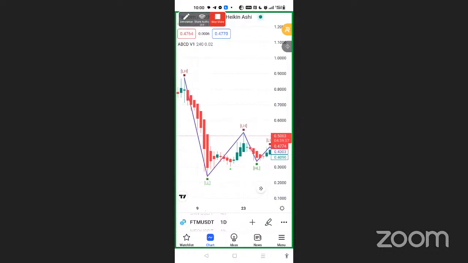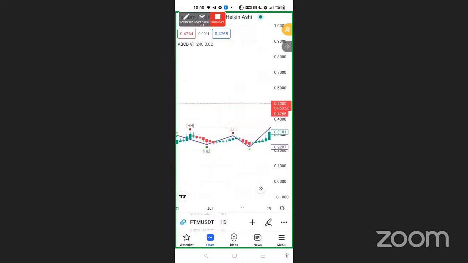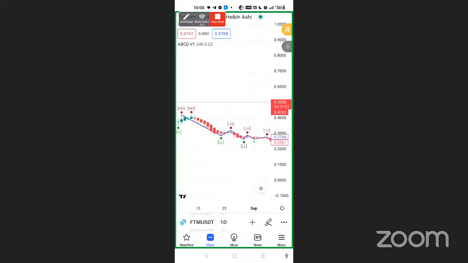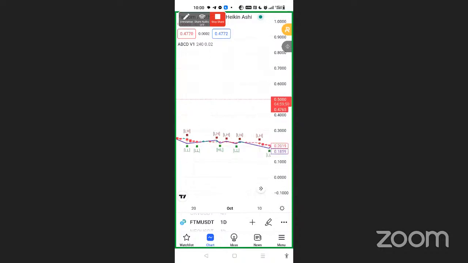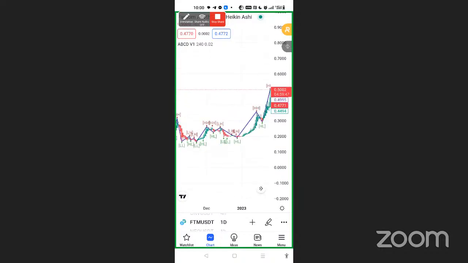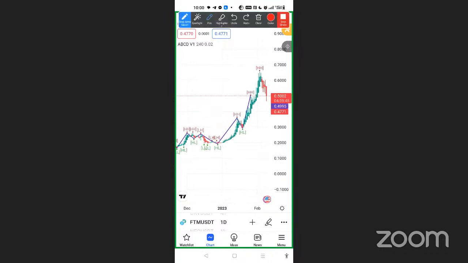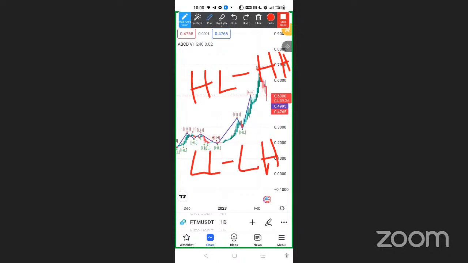And the upward trend, let me just move, for you to see that this trend has now moved from a downward trend to become an upward trend. It is made up of, ladies and gentlemen, higher low and higher high. The downward trend is made up of lower low and lower high, and the upward trend is made up of higher low and higher high.